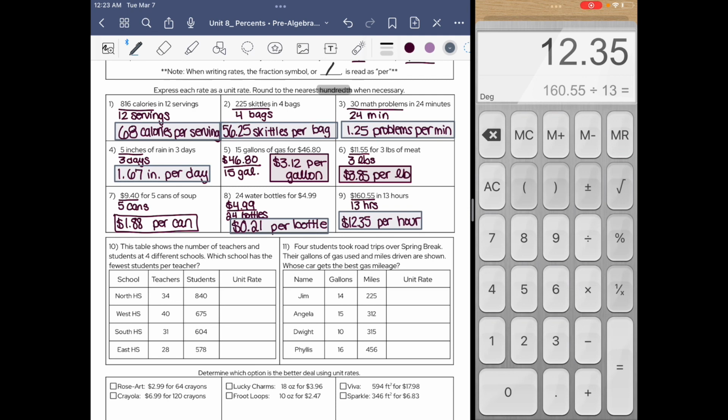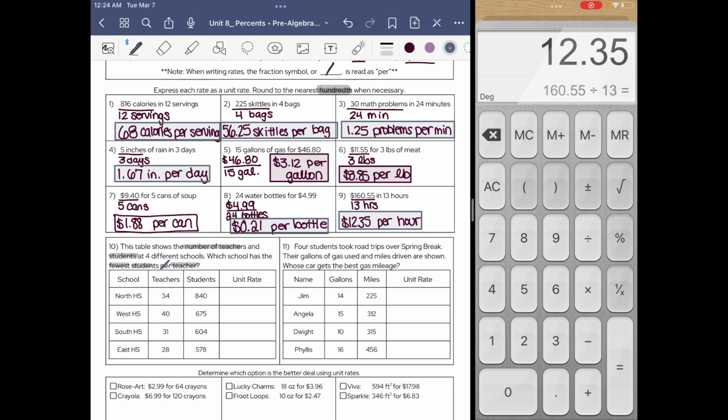So, for example, number 10 says that this table shows the number of teachers and students at 4 different schools, and it wants to know which school has the fewest students per teacher. Remember what we wrote up above. The fraction bar replaces the word per. Which unit is on top of the fraction? Students, because it says students per teacher.